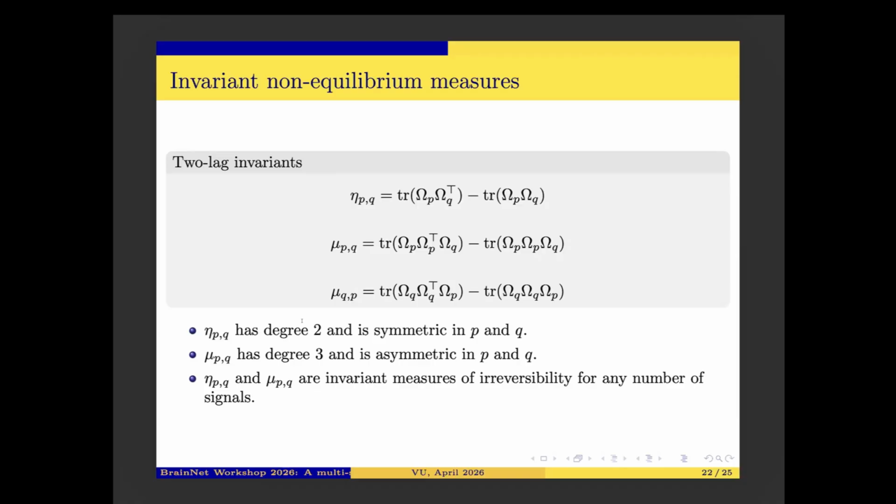Just some general comments. This measure is a second degree polynomial in the entries of omega, and it is symmetric. So if I interchange P and Q, you get the same. And mu is a 3rd degree polynomial and is not symmetric. Another general comment is that these are also functional connectivity measures. So this is actually a directed connectivity measure that is invariant to volume conduction. We did not do any calculations for larger than 3 legs, but in principle you can do it computationally.